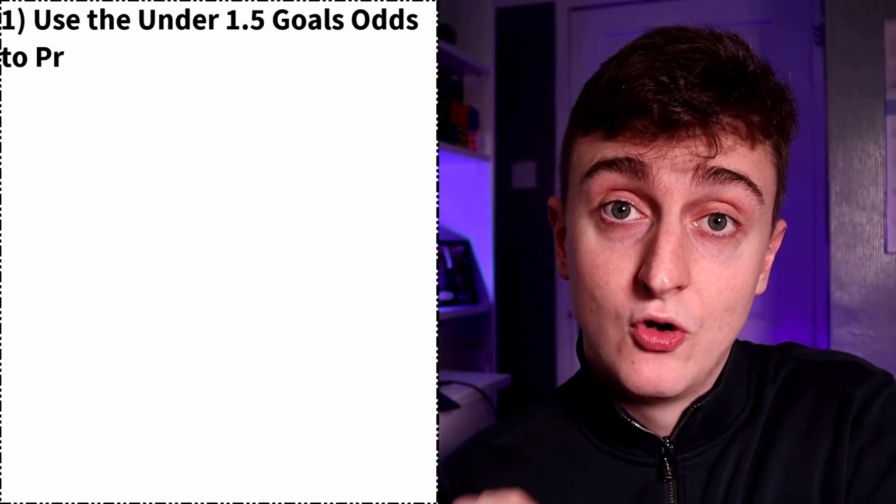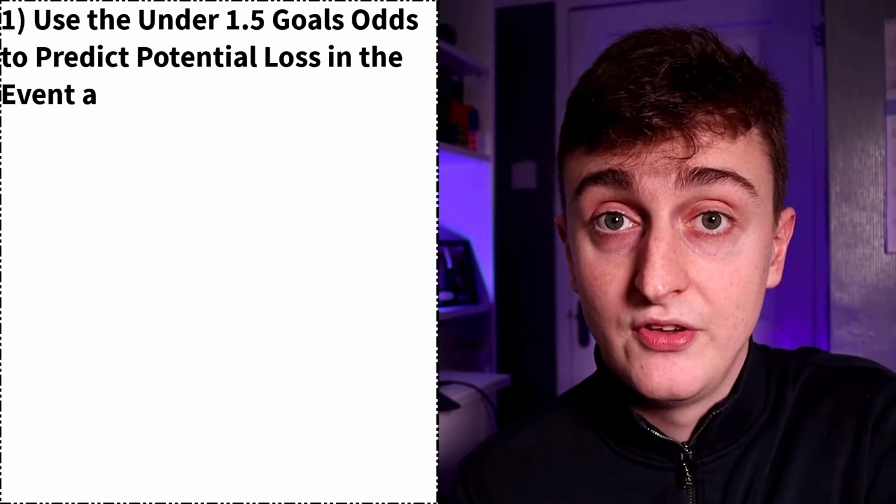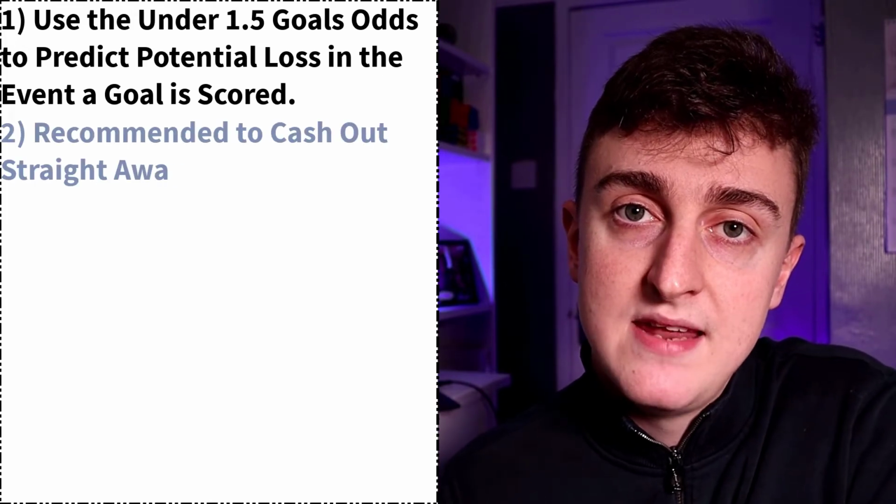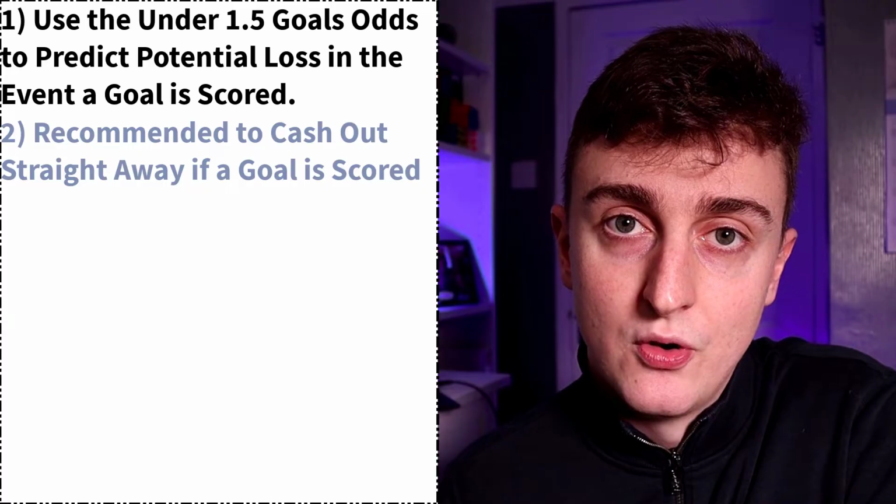This has been quite a hefty section about exit points, so I'm going to give you a little summary now of the important factors that you should take away from this. Number 1. Use the under 1.5 goals market to predict your potential loss in the event a goal is scored. Number 2. It is recommended to cash out immediately in the event that a goal is scored whilst you've got the trade open.